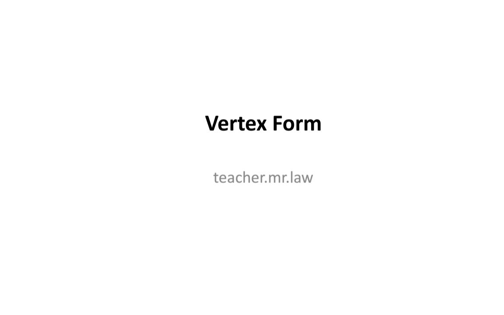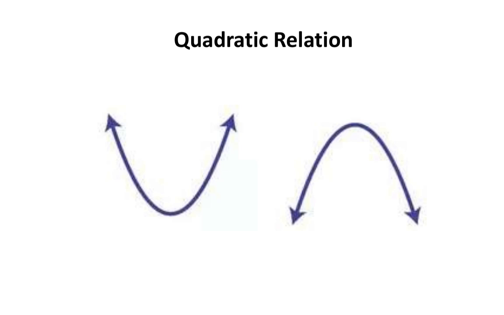In today's lesson, we'll be learning about vertex form. A quadratic relation is really just a pattern, and a pattern can be represented with a graph. And when graphed, it looks like a parabola. This parabola is opening upwards, it's smiling, while this parabola is opening downwards, it's frowning.